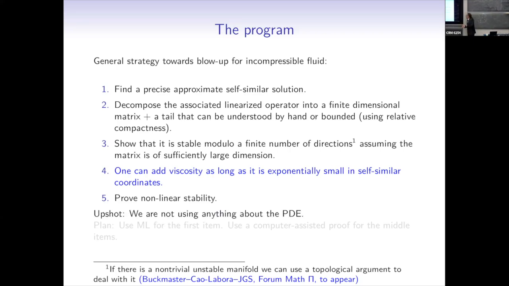Okay, so I never said what is the PDE for this to work. So that's good. Well, it's either very good or very bad, but I think it's very good because this can work in many instances. And in fact, we have made it work in some other instances, such as the compressible case. My idea is to use machine learning for the first item, and to do the second and third part, or the middle part, which is the study of the linear operator, invoking a computer assisted proof plus a lot of harmonic analysis. But there will be a computer assisted proof, and I will explain in which places. Okay, so this is the plan.